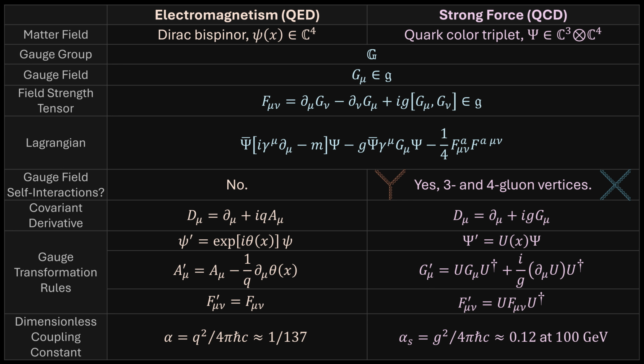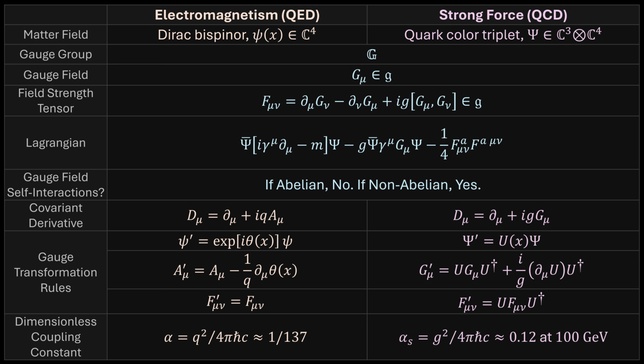Now then the question comes up about whether the gauge field has self-interactions. In electromagnetism, the answer is no, but in the strong force, you have these 3 and 4 gluon vertices. And even though this seems like a pretty irreconcilable difference between QCD and QED, we can generalize it by saying that if the gauge group is abelian, then the gauge field will not have self-interactions, but if the gauge group is non-abelian, then it will have self-interactions. So even that difference between QED and QCD can be understood in the context of gauge theory.